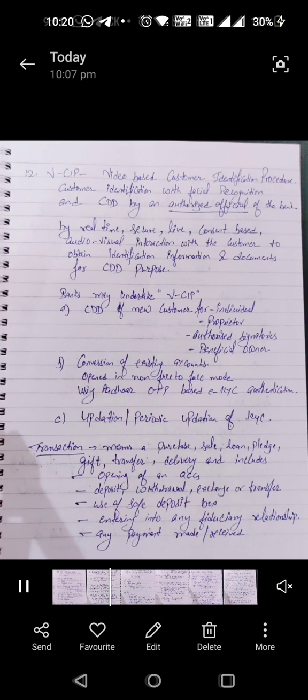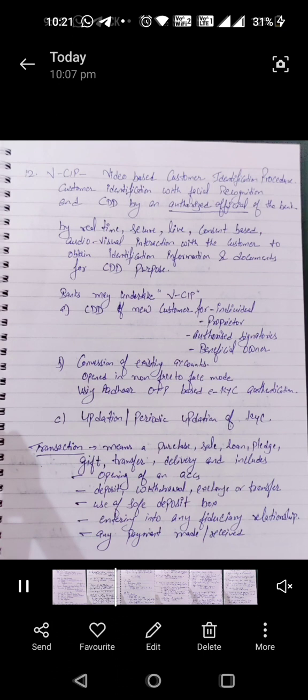What does a transaction mean? Transaction means anything done with the bank. It includes not only credit or debit, but anything like opening of an account, use of a safe deposit box, use of a locker, entering into any fiduciary relationship, any payments or modes, any gift, transfer, safe custody, mortgage, hypothecation, loan, any event done by the bank, even issuance of a draft. Anything done in the bank is a transaction.